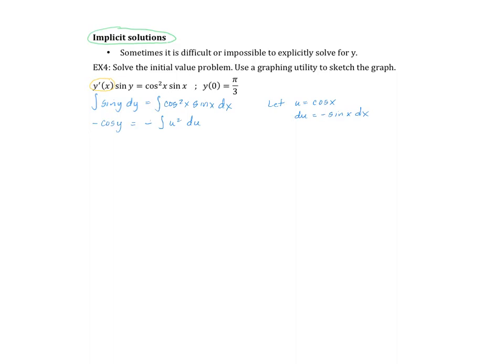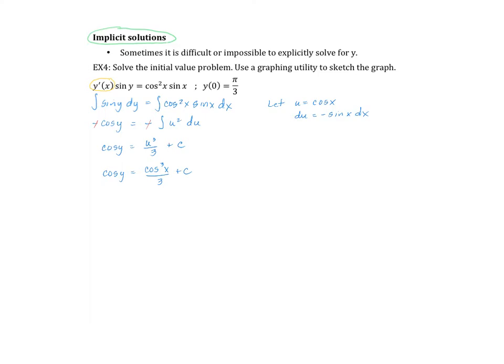Okay, but then the negative on either side of the equal sign can cancel. And we have the cosine of y is equal to u cubed over 3 plus c. And then I would just substitute back in my cosine. So cosine of y is equal to cosine cubed of x over 3 plus the constant c.